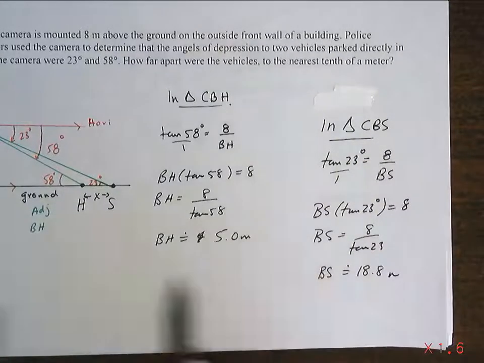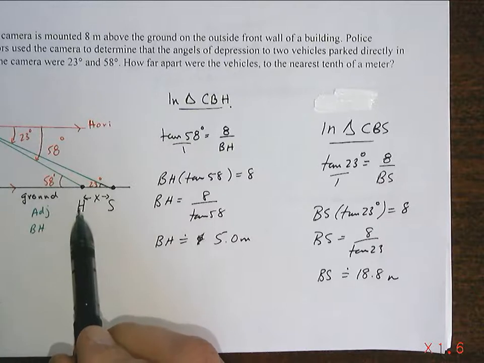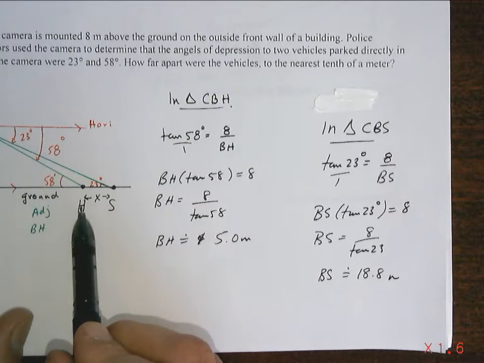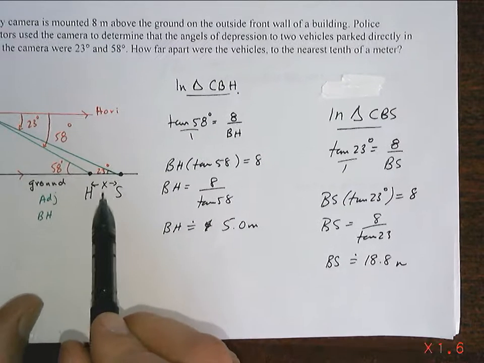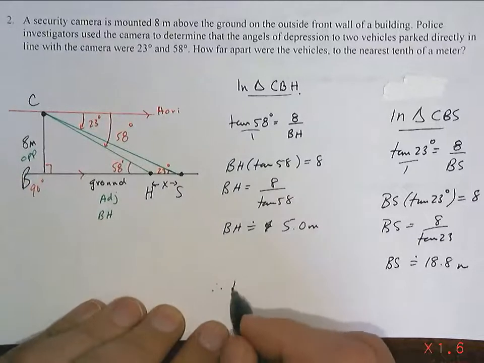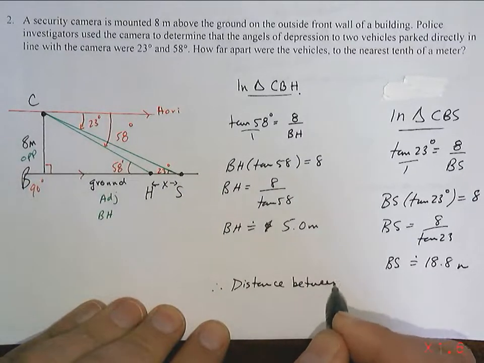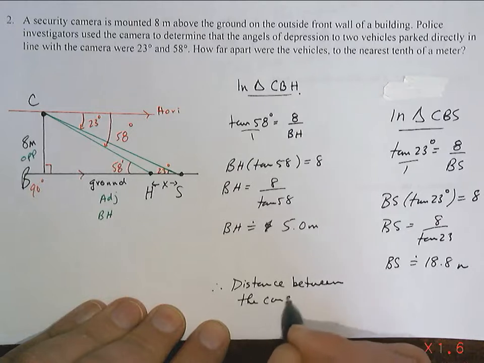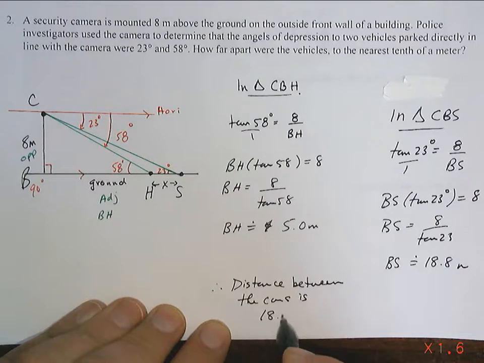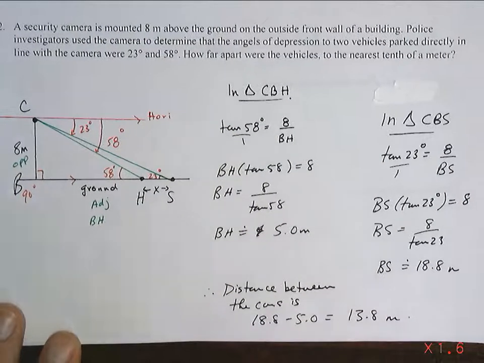And again, I'm rounding to 1/10 of a meter, so to 1 decimal place. So I have the big length from the base of the building to the Subaru. I have the distance between the base of the building and the Honda. That means the two cars will be separated by, therefore, the distance between the cars is the big length, subtract the little length, so it's going to be 13.8 meters. And that's how you do that question. All right, I'm going to stop there.